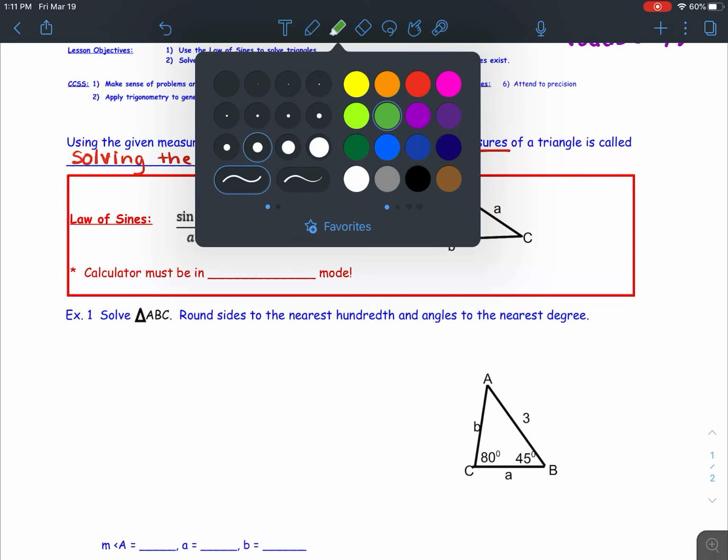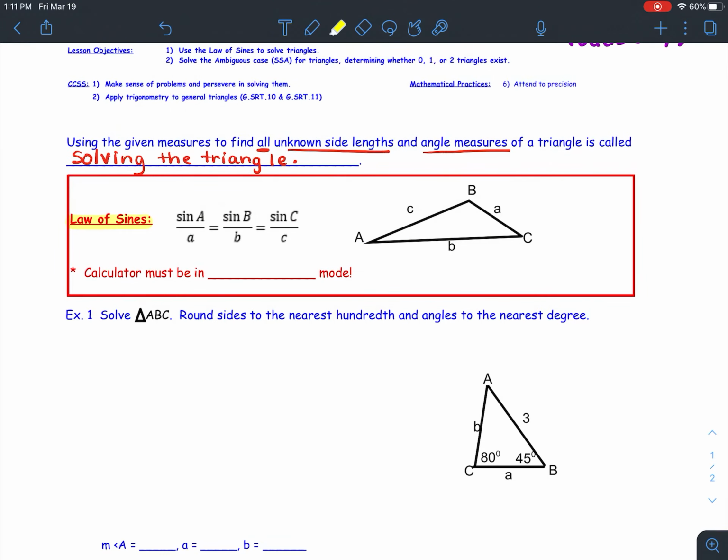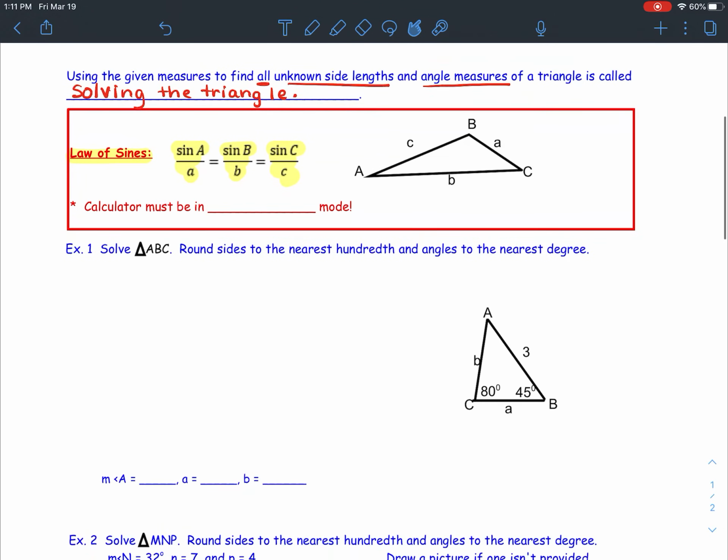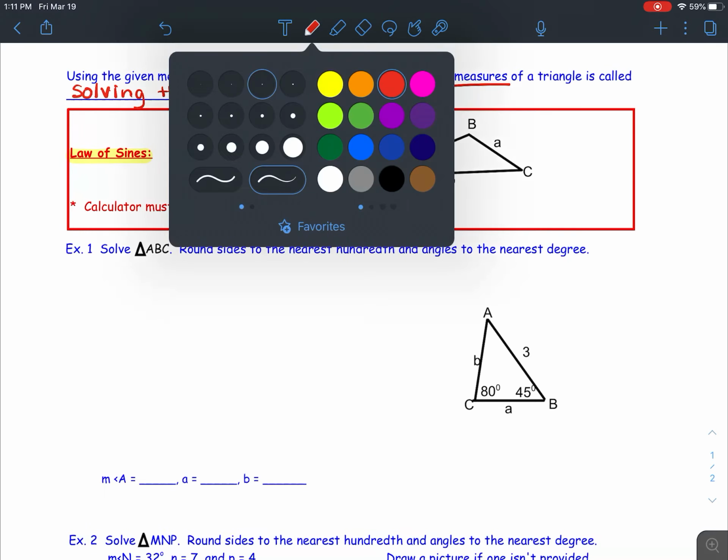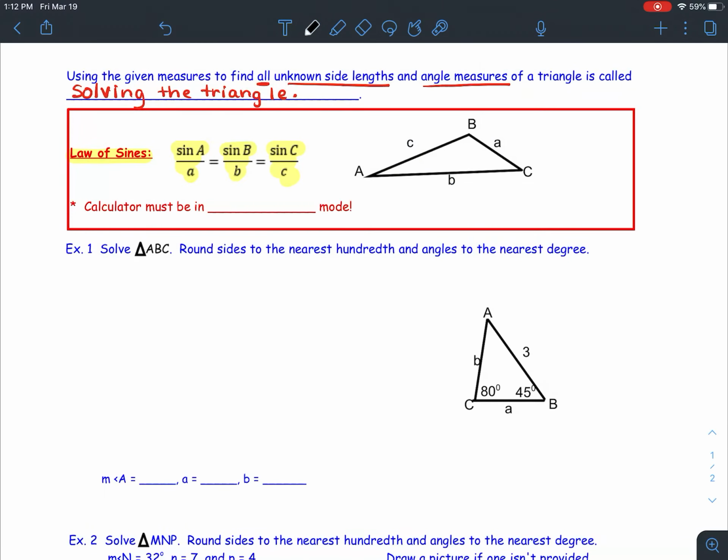Okay, so here we have something called the law of sines, and you can see here that we have essentially three fractions. When you're using the law of sines, you're going to be setting two of these fractions equal to each other. So we'll just be picking two of these. One important thing to note here is you want to make sure that for these problems your calculator is definitely in degree mode. We don't want that to be in radian mode.